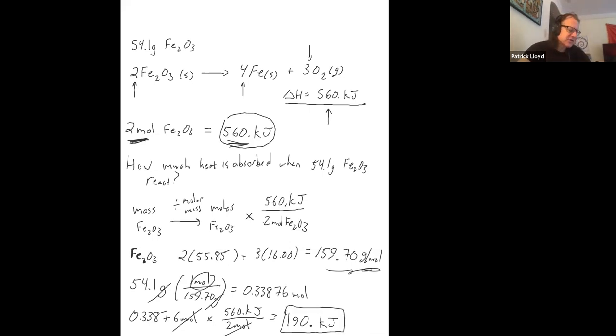So we haven't talked much about endothermic reactions because they're not really as exciting as exothermic reactions. Explosions are exothermic. Energy generation is exothermic. But there are many cases where endothermic reactions are very important, particularly in biochemistry. So 190 kilojoules of heat would be absorbed during this process.